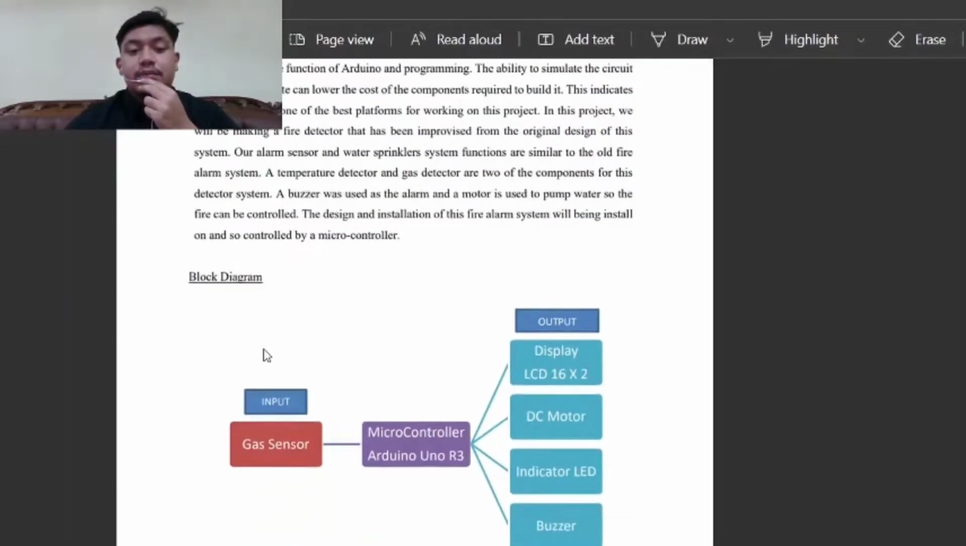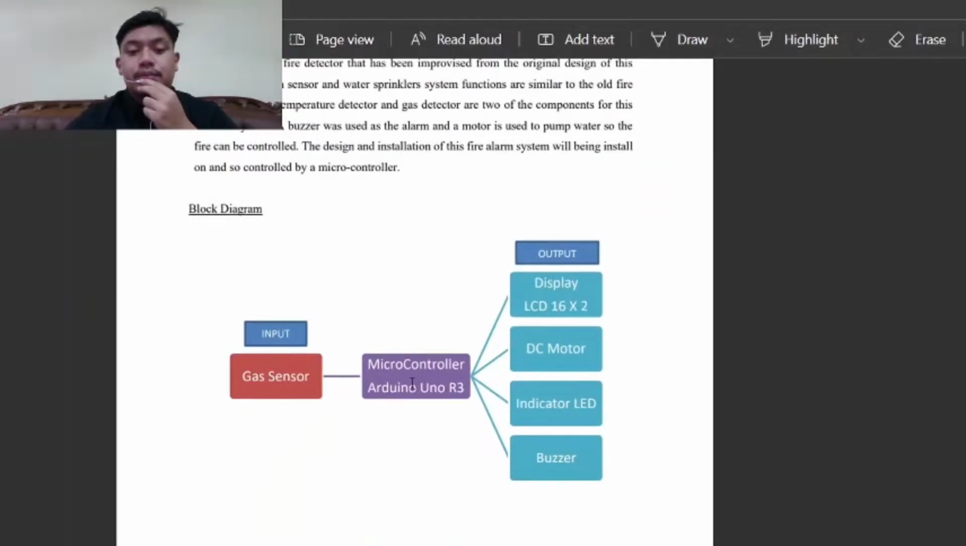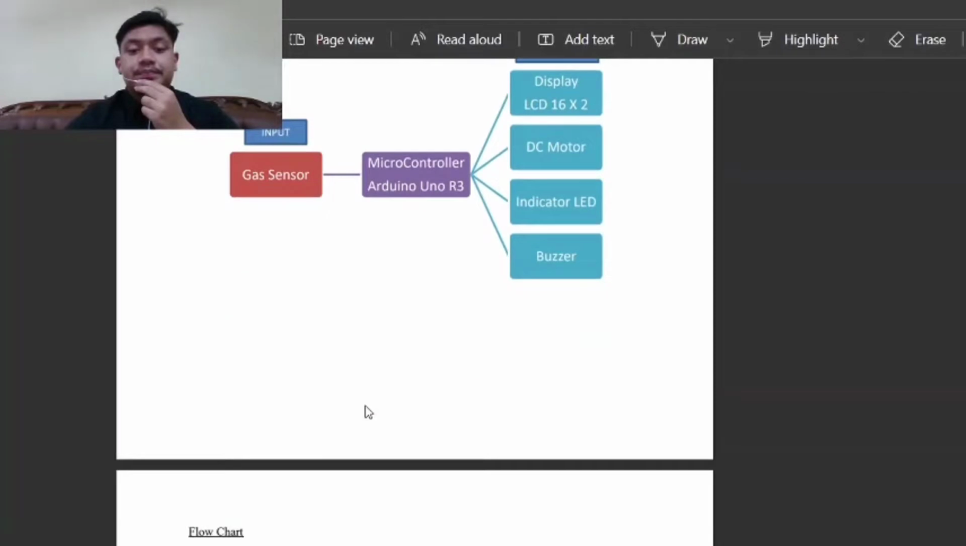Right, this is the block diagram: the input, the Arduino Uno R3 microcontroller, and the output. The input for this is the gas sensor and the output will be displayed on the 16x2 LCD, DC motor, indicator LED and buzzer. So this is how we simplify how our project works.